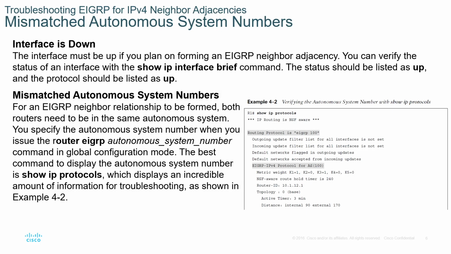Alright, so let's go through some of these examples in a little bit more detail. So the first one I think is pretty easy to diagnose if it's not up and up with the show IP interface brief. It's pretty obvious under that whether the interface is correctly functioning. Our AS numbers, on the other hand, we need to look into the show IP protocols to see what our autonomous system number is. It's quite easy to make a typo when configuring a device.